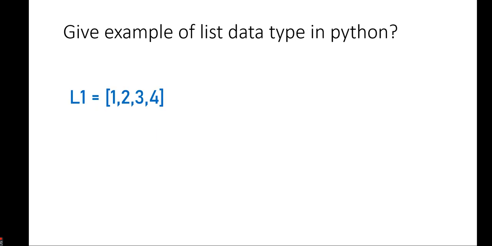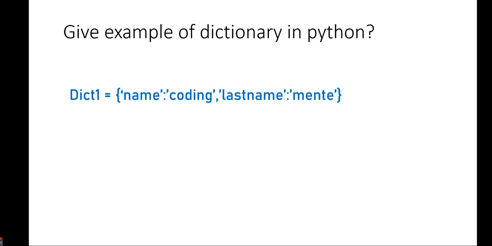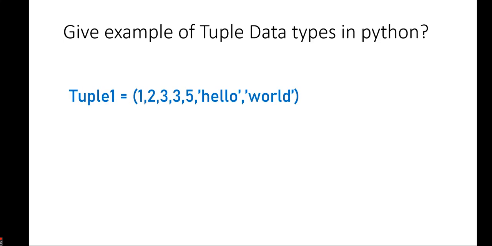Give an example of list data type in Python. L1 equals 1, 2, 3, 4 with square brackets. Dictionary: we always give a dictionary with curly braces, and the first part, like name, will be the key and coding will be the value of that key. Last name would be the key and mente will be the value of that key.